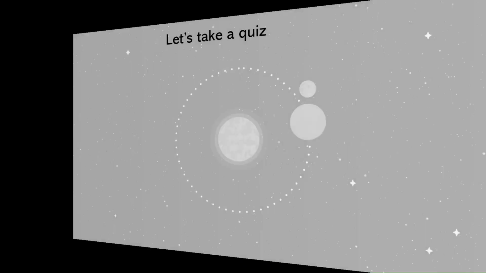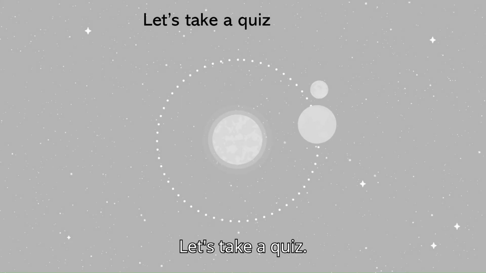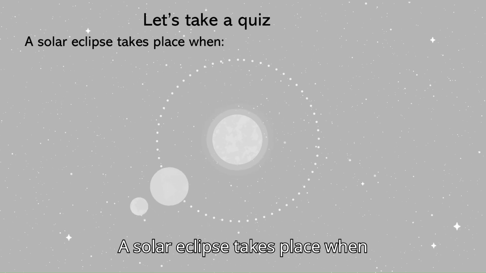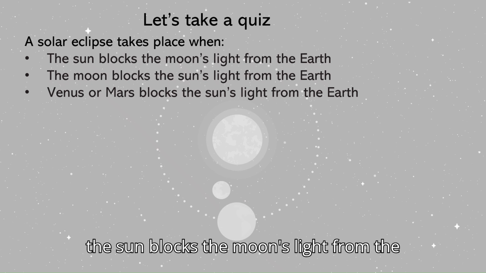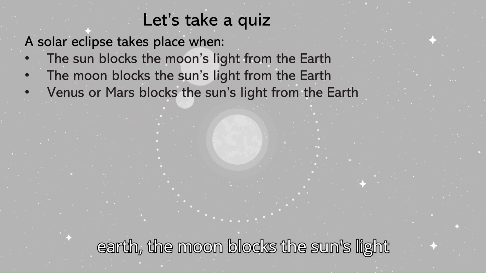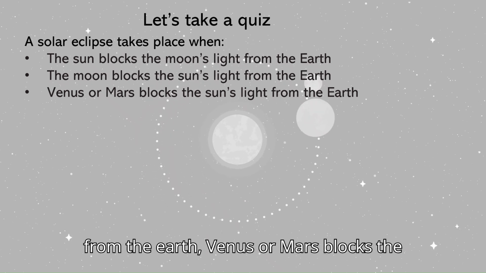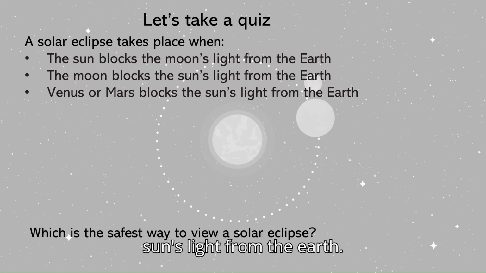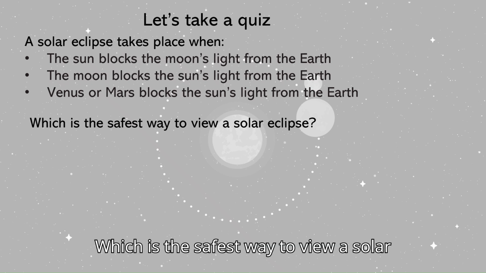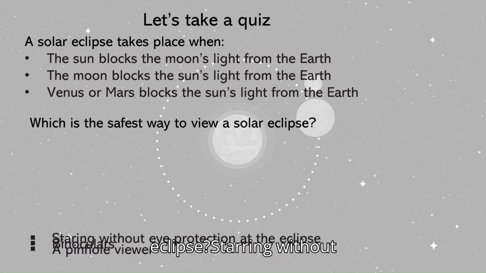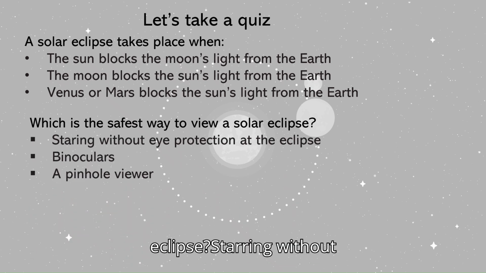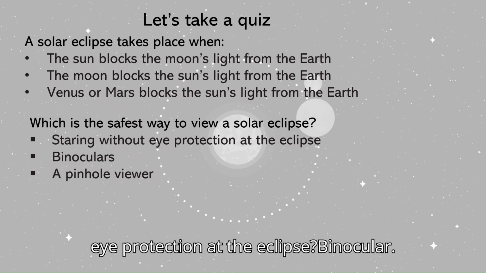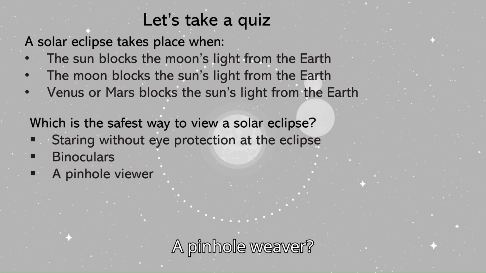Let's take a quiz. A solar eclipse takes place when the sun blocks the moon's light from the earth, the moon blocks the sun's light from the earth, Venus or Mars blocks the sun's light from the earth. Which is the safest way to view a solar eclipse? Staring without eye protection at the eclipse? Binocular, a pinhole viewer.